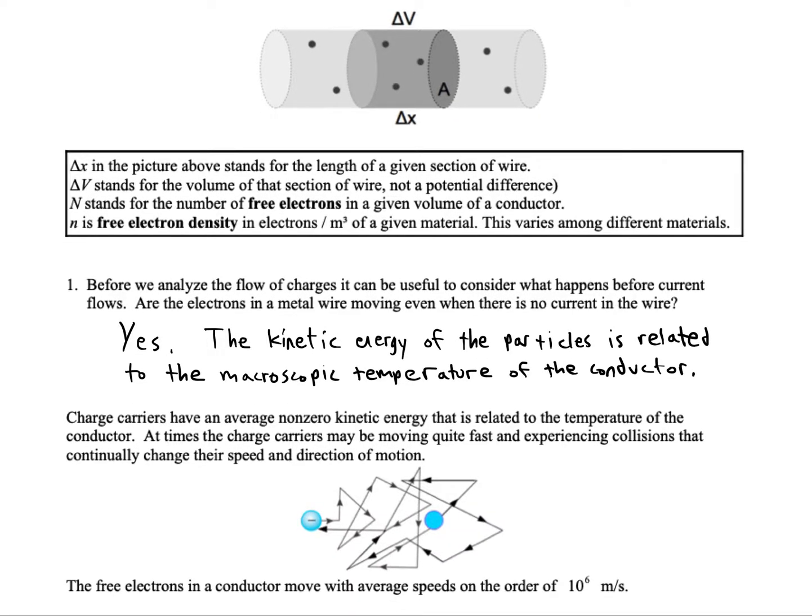Below is a picture of the motion of an electron within a conductor. What can happen is it can move around at random, and we can also see that the electrons can bounce off of particles and be redirected due to Coulomb forces within the conductor. You may be surprised to know that the free electrons in a conductor will move with average speeds on the order of 10 to the 6 meters per second. So that's 1,000,000 meters per second. So electrons are actually moving very quickly inside room temperature conductors.